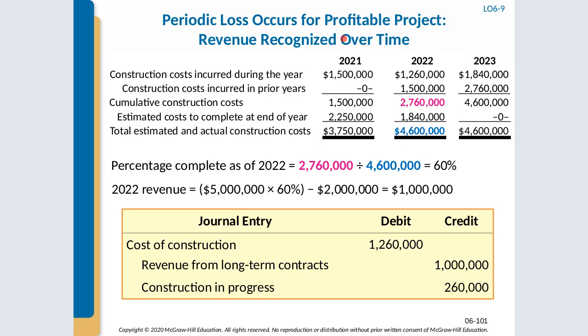So we have an example. We're still working with the same example, except that our costs are now greater than what they were before. Okay, and so for 2022, we have our actual cost divided by our total cost, which is estimated and actual. We come out with a 60% percentage of completion. We multiply by the 5 million, subtract 2021 revenue recognition, and we have revenues of $1 million. So revenues of $1 million will be recognized in 2022.